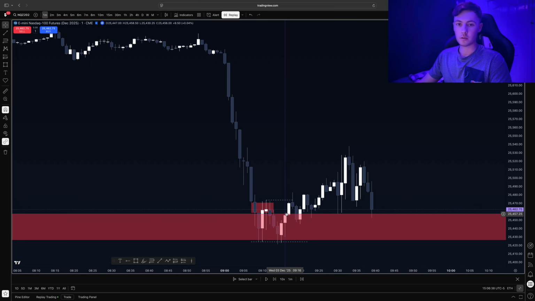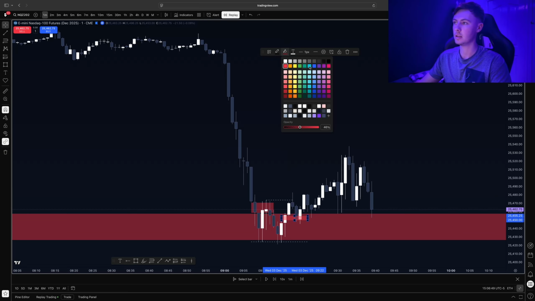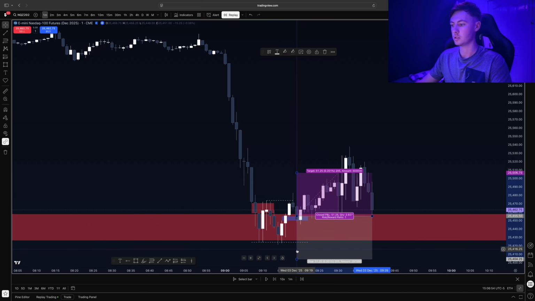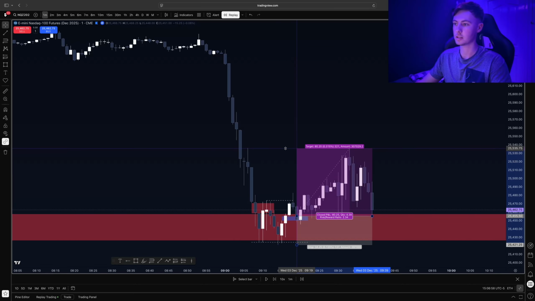Then lastly, what you're looking for to validate this as a bullish market structure shift is that it has the bullish fair value gap, and we can see that it does have so here. You're essentially just waiting for the retrace into the bullish fair value gap, and then that is where you're going to take your entry, and then you're just targeting stops at the lows first of all, and then you're just targeting the opposing side of liquidity.